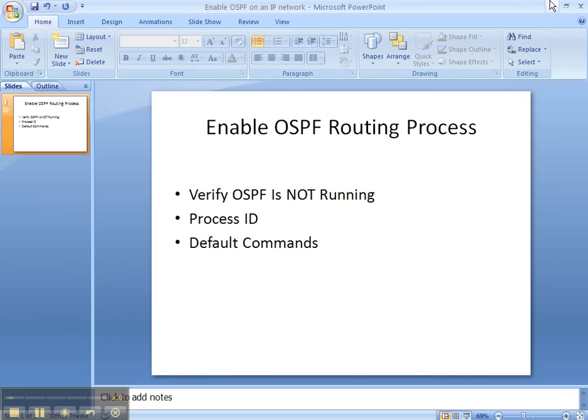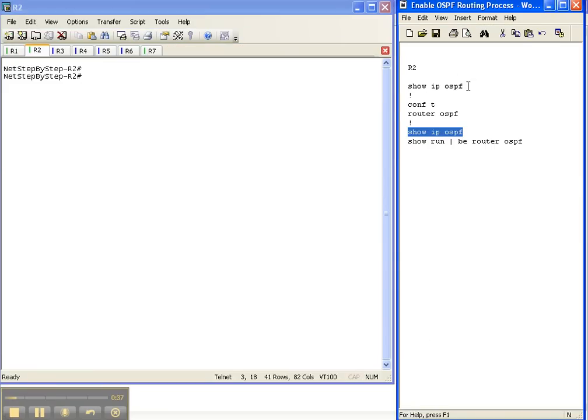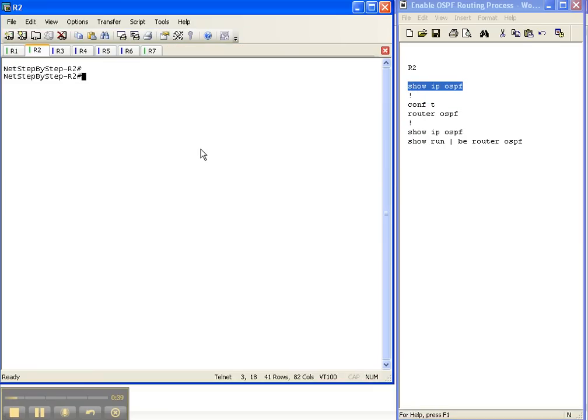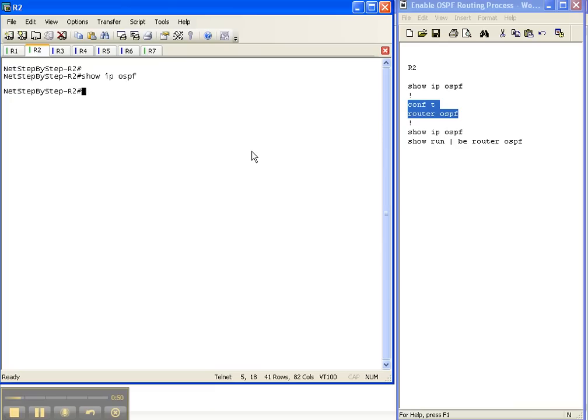So let's look at the topology real quick. We're going to be enabling the OSPF routing process here on router 2. So let's get started. First of all, like I said earlier, we're going to verify that OSPF is not running on router 2 with the show ip ospf command. And as you can see, there was no output, therefore OSPF is not configured.